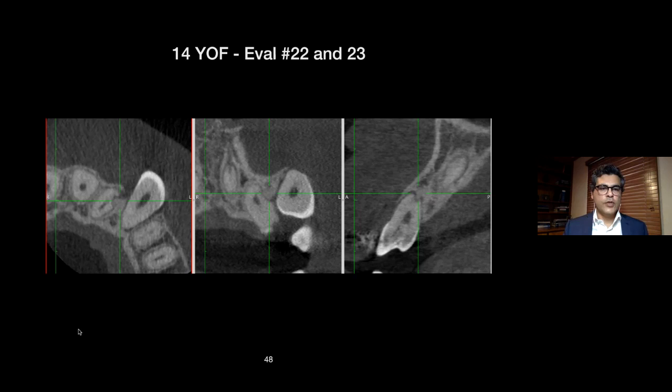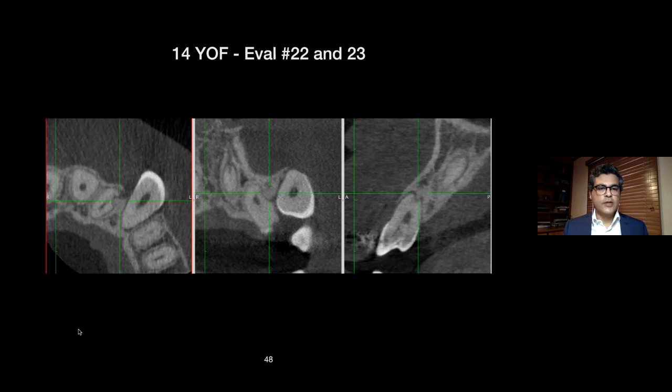And in addition to the position of the canine in relation to the adjacent teeth, what we are seeing here is that there is root resorption in the lateral incisor, number 22, and there is sort of growth of calcified tissue into the resorbed part of the tooth, which you can clearly see in the axial view, which is on the left side.